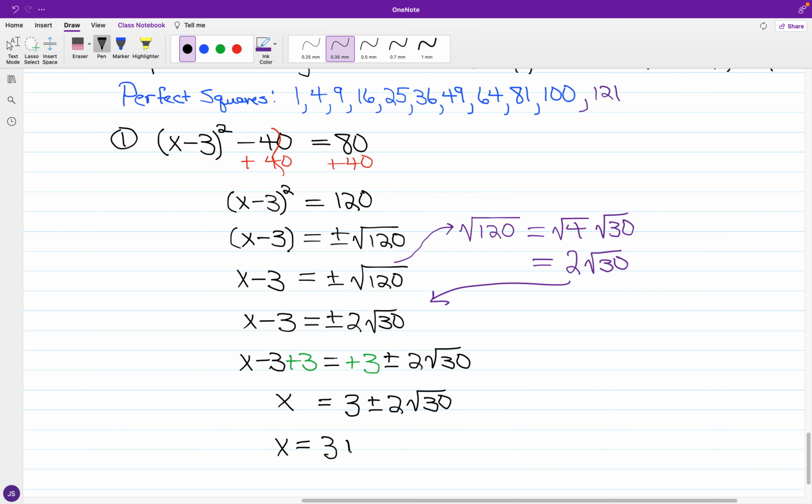So we will have at the upper end, on the side of adding, 3 plus 2 times the square root of 30. And for the solution at the lower end, we will have 3 minus 2 times the square root of 30.